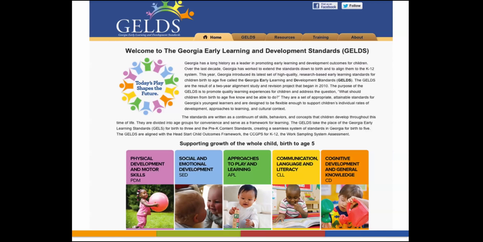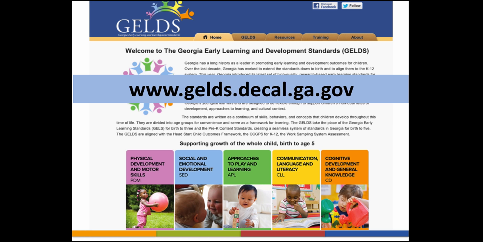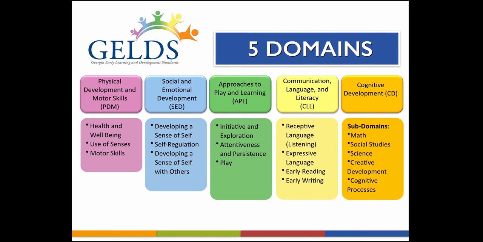Georgia has revised the Early Learning and Development Standards for birth through age 5. They're available online at www.gelds.decal.ga.gov. Here's a quick overview of the GELDs. There are 5 color-coded domains: physical development and motor skills, social and emotional development, approaches to play and learning, communication, language and literacy, and cognitive development.